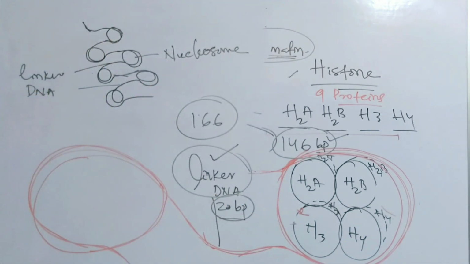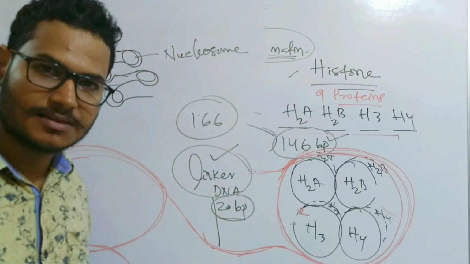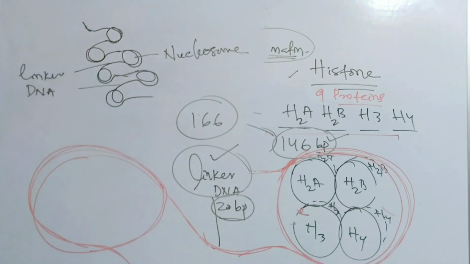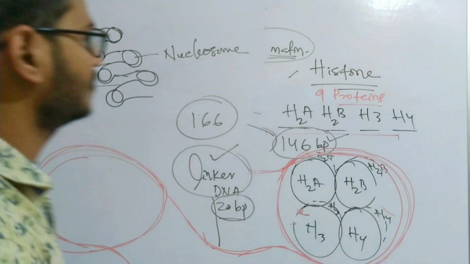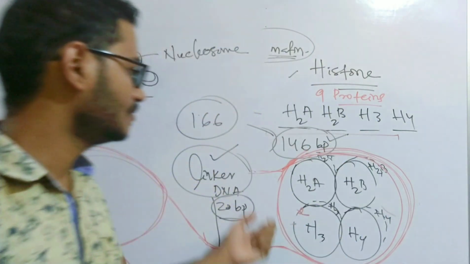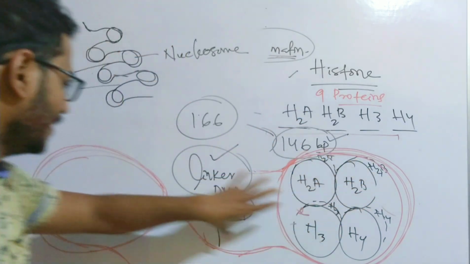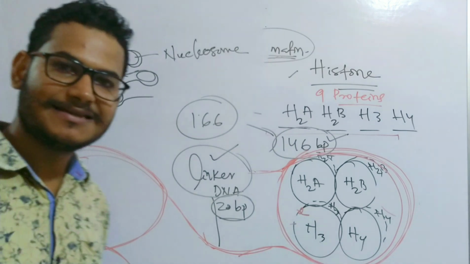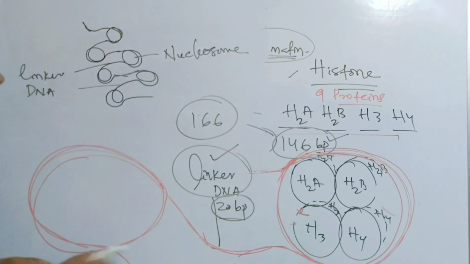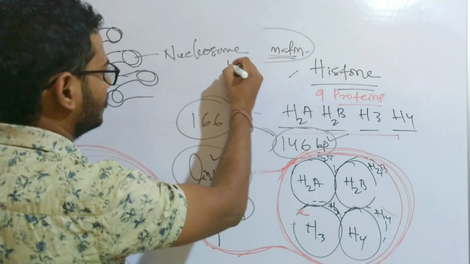So this is the typical structure of a nucleosome, and a combination of around 200 nucleosomes makes the structure of chromatin. Clear? So the nucleosome has histone protein and the DNA. They together form a nucleosome, and many nucleosomes are present in a chromatin. So if you study the structure of chromatin, it will look like this.